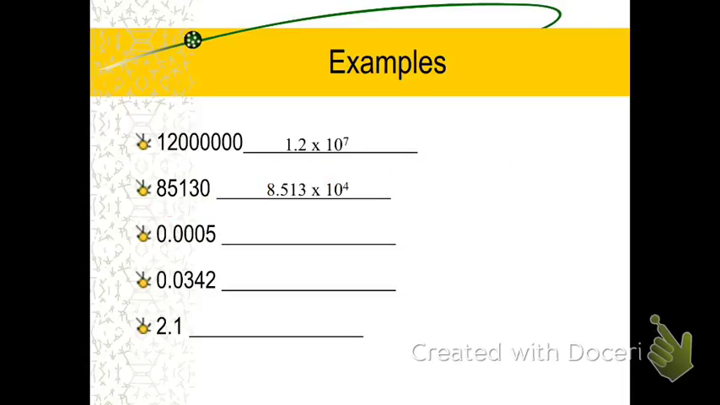So at this point, I'd like you to go ahead and pause the recording and try the next 3 examples, and then I'll share the answers with you. So you need to pause it now. Do it.